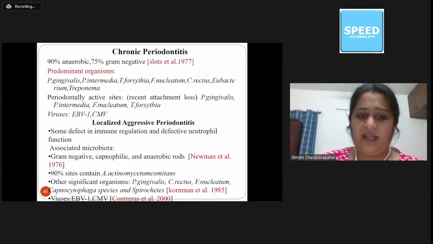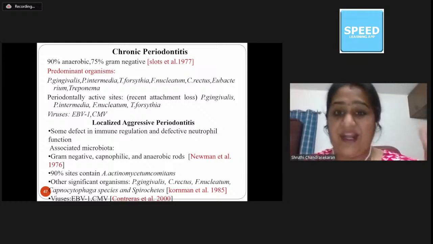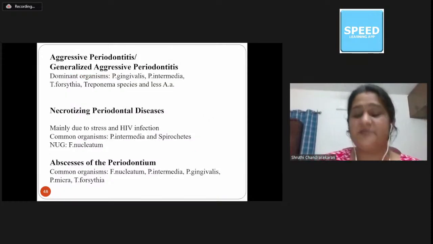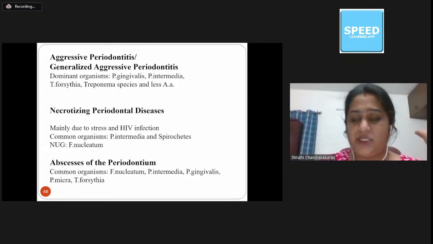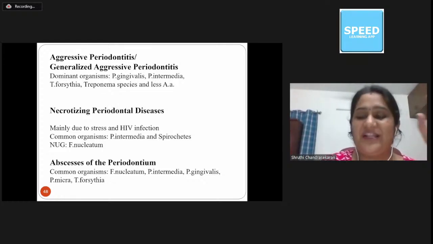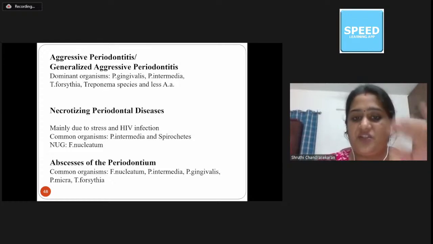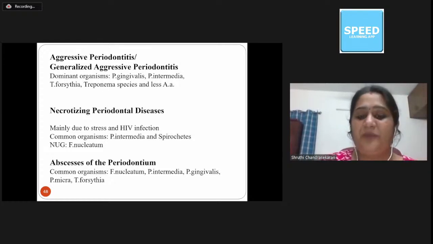It is a gram-negative capnophilic and anaerobic rod, mainly found in localized aggressive periodontitis. In generalized aggressive periodontitis, Porphyromonas gingivalis will dominate more than Aggregatibacter actinomycetemcomitans. In necrotizing periodontal diseases, that is necrotizing ulcerative gingivitis and periodontitis, it is usually P. intermedia and the spirochetes which play a very important role.